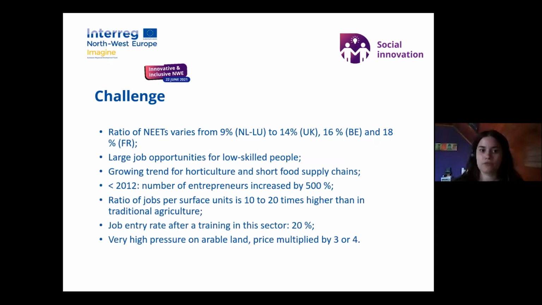The ratio of NEETs in Northwest Europe is quite high. At the same time, job opportunities exist for low-skilled people, as there is a growing trend for horticulture and short food supply chains in peri-urban areas of Northwest Europe. Since 2012, the number of entrepreneurs in this sector has increased by 500% in France and Belgium. Moreover, in horticulture, the ratio of jobs per surface unit is 10 to 20 times higher than in traditional agriculture. So it shows that horticulture is a promising sector. Moreover, 5 times more people follow the training in horticulture compared to 2012. However, as I said before, job entry rate after training in this sector is currently only 20%.